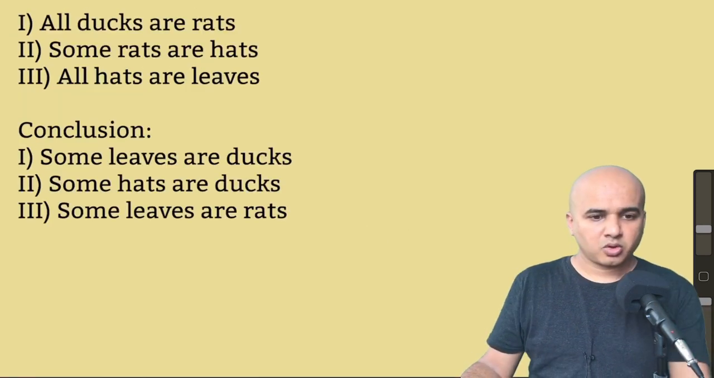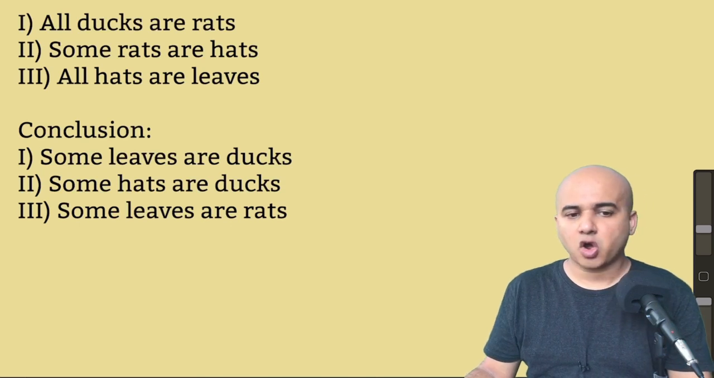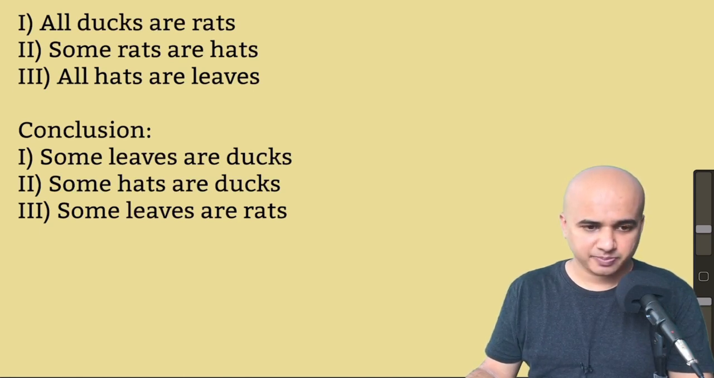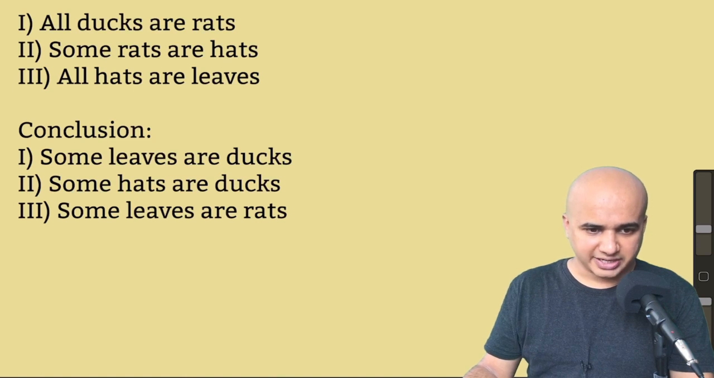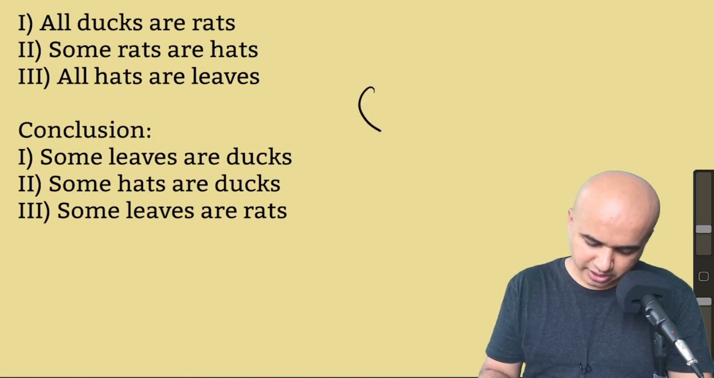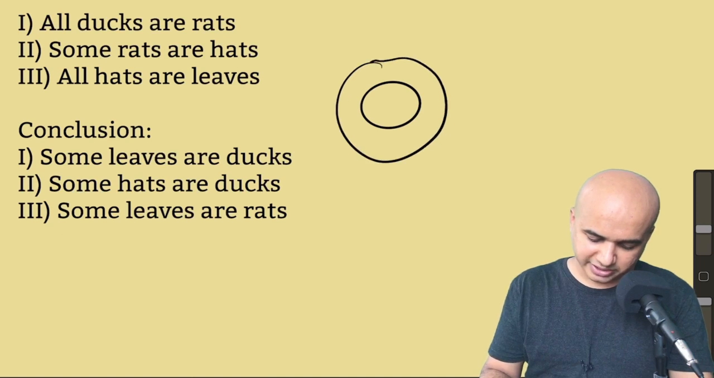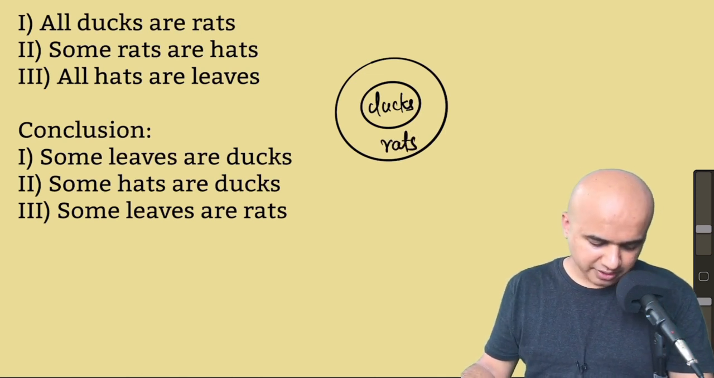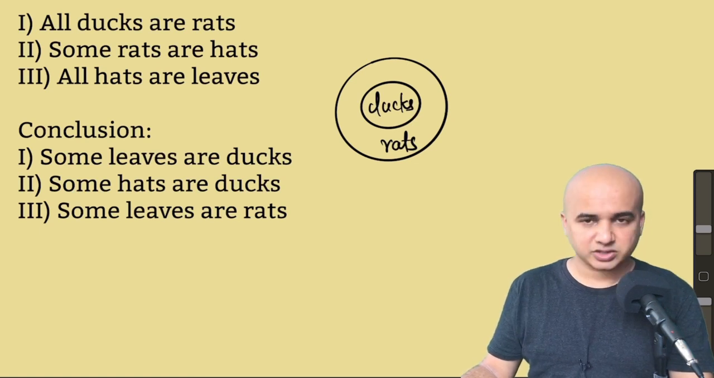Moving on. We have 3 statements. All ducks are rats. Some rats are hats. All hats are leaves. Okay, fine. Let's see. All ducks are rats. Let's do that first. So we have ducks here, which are all rats. That is one statement. Then all hats are leaves. That means this is something slightly different here. It's a different circle. It has got nothing to do with rats or ducks.